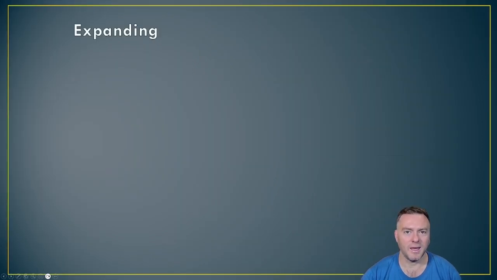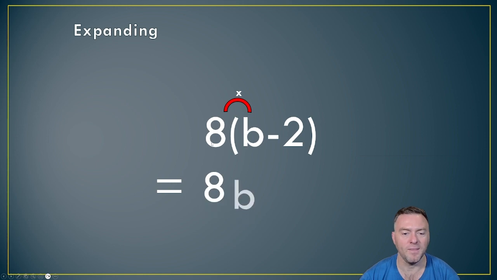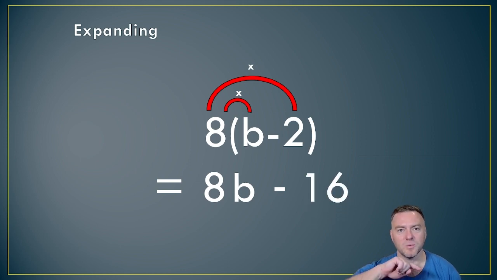So coming back to the algebra we've just covered before, if we were to expand this, basically we're timesing each of these two separate terms inside here by the 8 out the front. So 8 times b would give us 8b, and then 8 times negative 2 would give us negative 16. So that's the way that we expand.